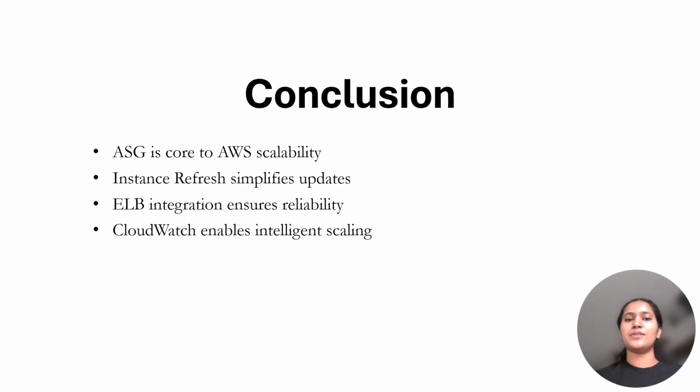To wrap up, AWS auto scaling is a cornerstone of building scalable cloud architectures. The auto scaling group handles your instance management. Instance refresh keeps your infrastructure up to date safely. Integration with Elastic Load Balancer distributes load effectively. And CloudWatch Alarms ensure your application scales in real time based on metrics. Together, these features make AWS applications highly resilient, efficient, and cost-effective.